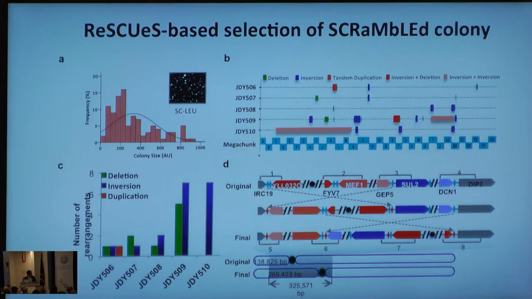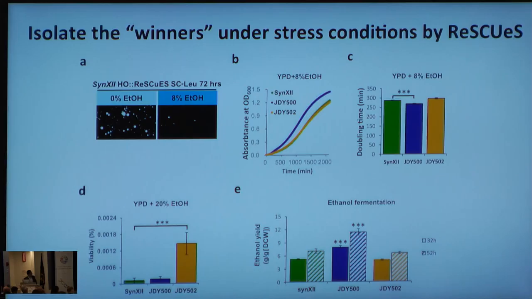Using this system, we did a proof of principle experiment to select clones which are able to grow on media containing 8% ethanol. We identified clones and tested their growth in the ethanol-containing media, and they are growing better than the wild type or the original strains, as shown here. There's also another clone which is more tolerant to higher ethanol content. Those clones actually produce more ethanol. So this allows us to identify those clones.